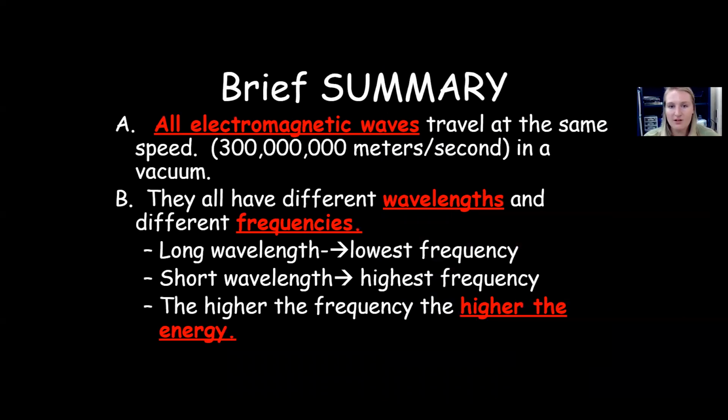So just a summary of all of that. Our electromagnetic waves, they all travel at the exact same speed. That's one thing they all have in common. What's different about them is that they have different wavelengths and frequencies. And because they're all traveling at the same speed, these wavelengths and frequencies are going to be related. When we have long wavelengths, it's going to take longer for those waves to pass by a point, resulting in a lower frequency wave. If we have really tiny short wavelengths, those waves are going to pass by a point pretty quickly.